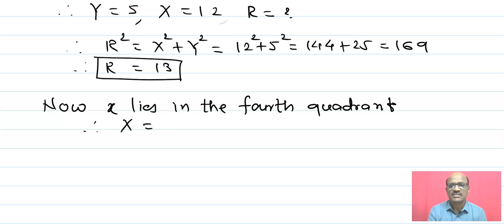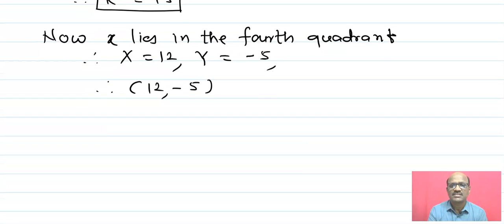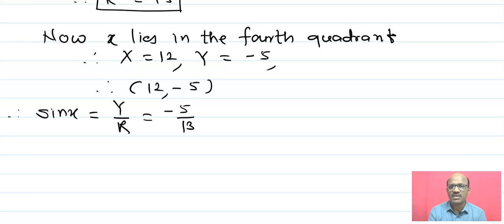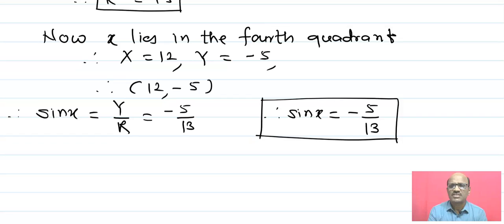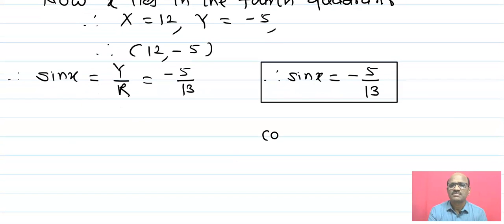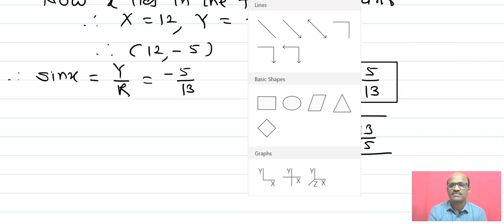See this, x is 12, y is minus 5 and r is 13. This is the point. Now you will get the direct answer. That is, sin x is equal to, by the basic definition, capital Y upon capital R, minus 5 by 13. And its reciprocal, see this, there is cosec x, that is equal to minus 13 upon 5.